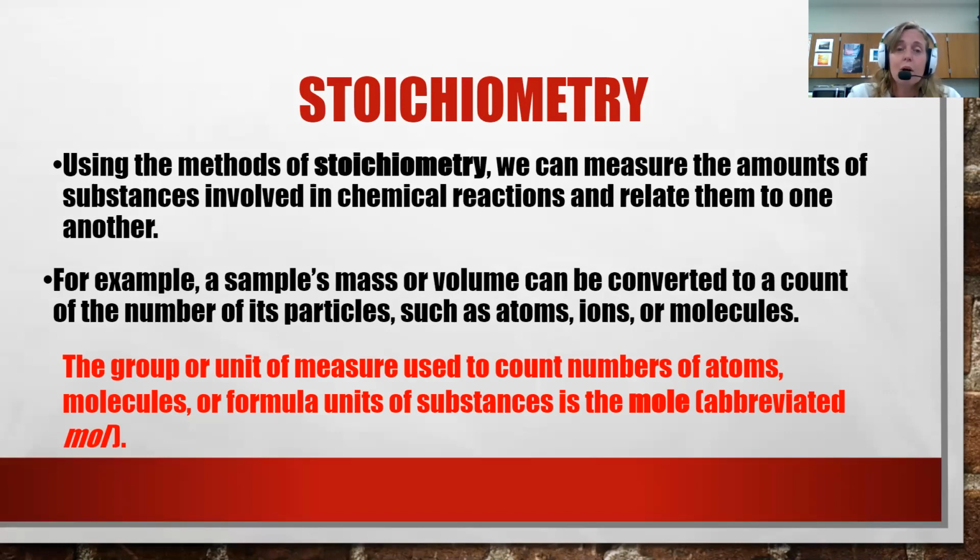So for example, a sample's mass or volume can be converted to a count of the number of its particles, such as atoms, ions, or molecules, okay? Remember, when it's written in red, that's what you're going to copy down. So the unit of measure used to count numbers of atoms, molecules, or formula units of substances is the mole, okay? And it is abbreviated mol so as to not get confused with the animal mole, okay?